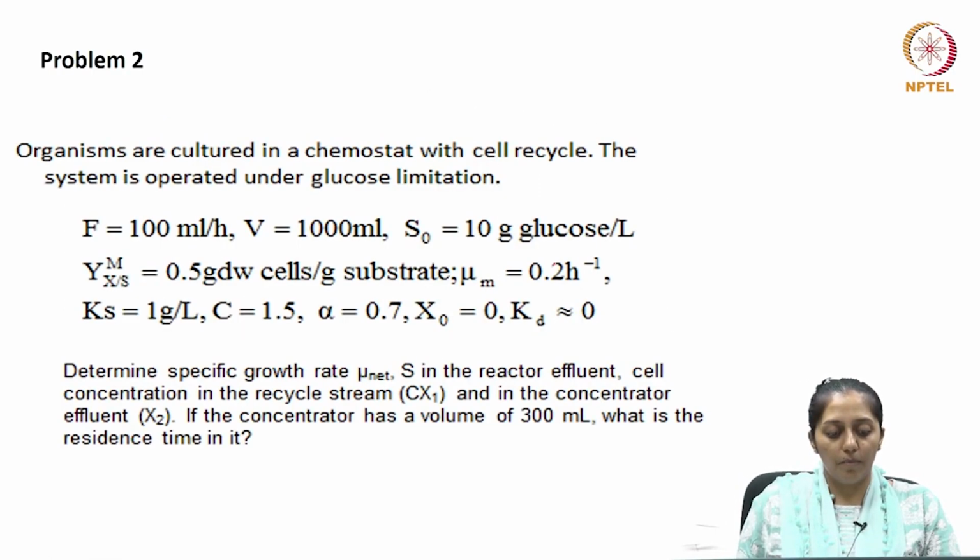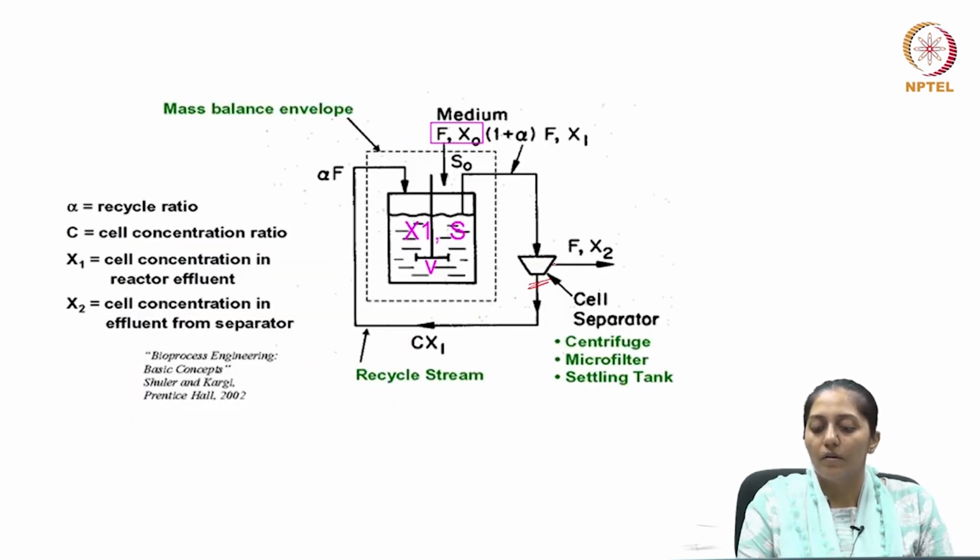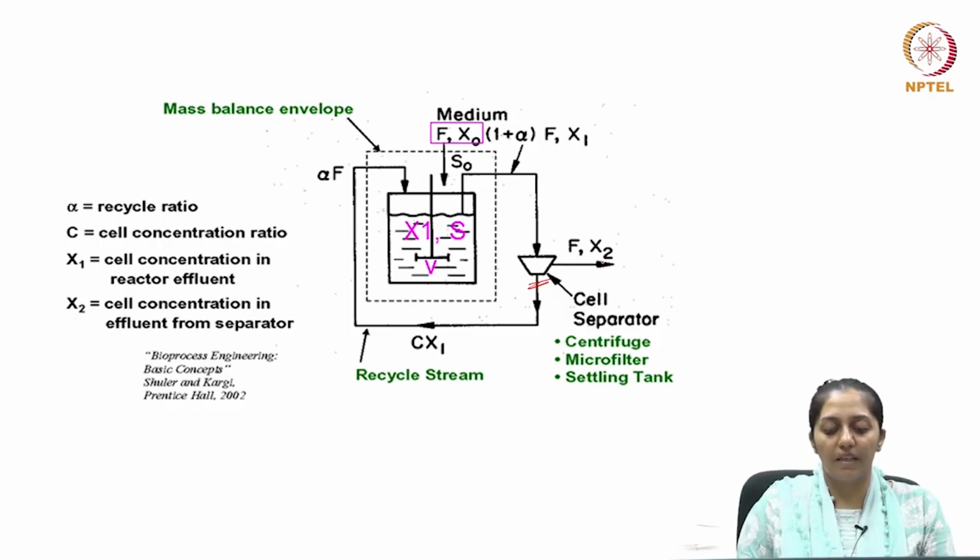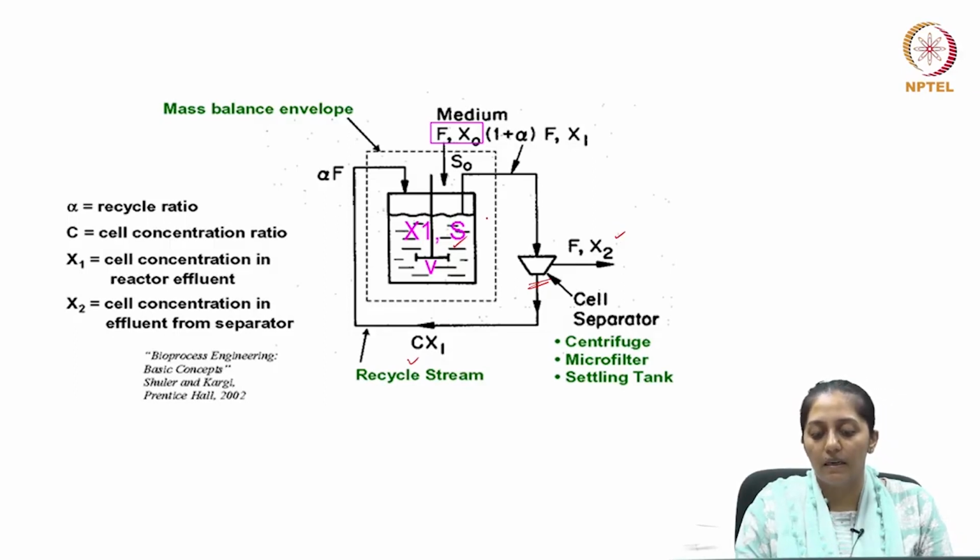So, now let us go back to the problem. We need to determine, with all this information given, the specific growth rate of the culture, the substrate in the reactor effluent at steady state, and the cell concentration in the recycle stream and also in the stream coming out from the cell separating device, which means X2. So, we need to determine X2, Cx1, S and X1.